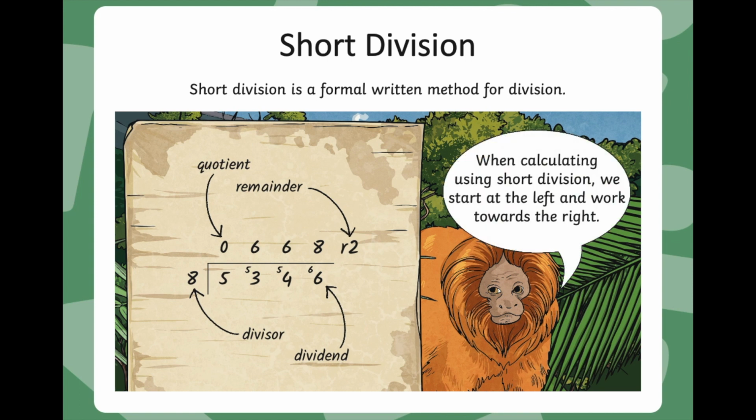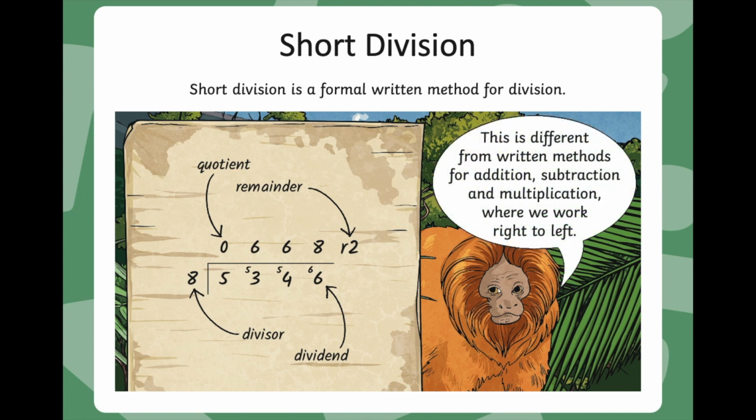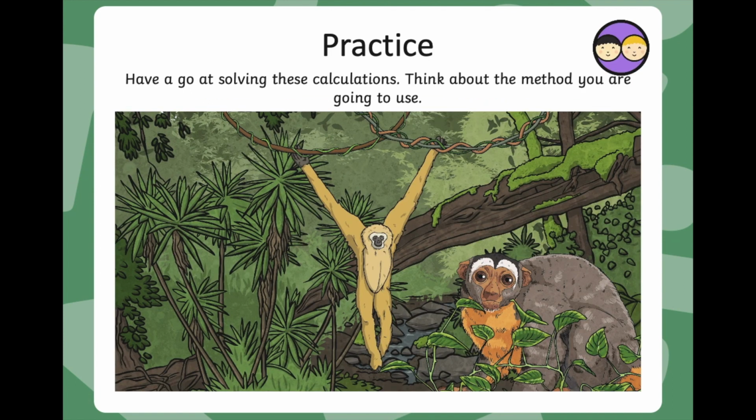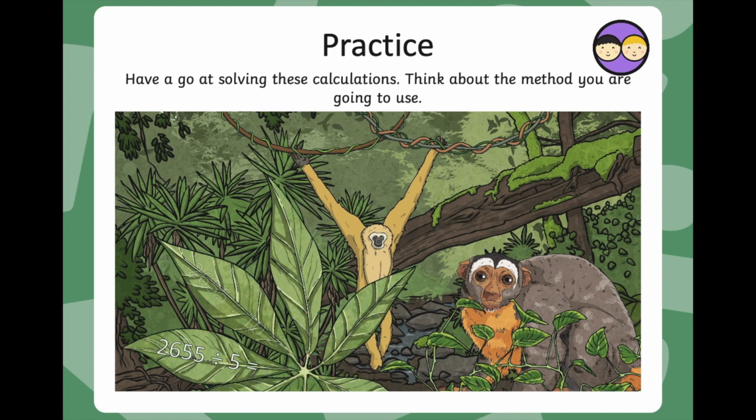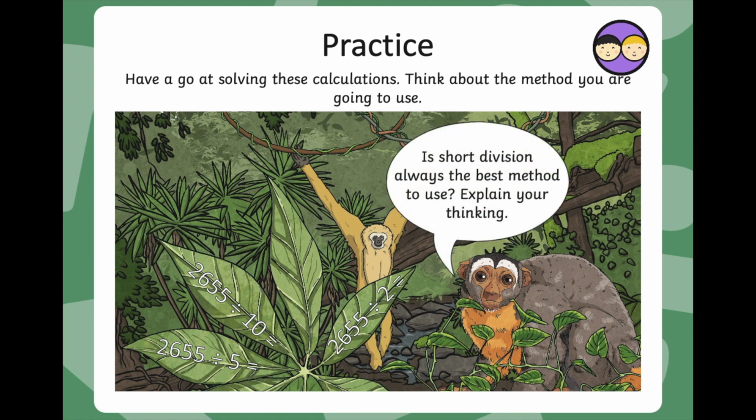When calculating short division, we start at the left and work towards the right. This is different from written methods for addition, subtraction and multiplication where we work right to left. Practice. Have a go at solving these calculations. Think about the method you are going to use. So we've got 2,655 divided by 5, 2,655 divided by 10 and 2,655 divided by 2. So have a think about those methods because short division might not always be the best method to use. Pause the video here and have a go at those.